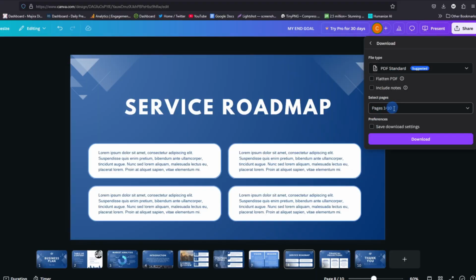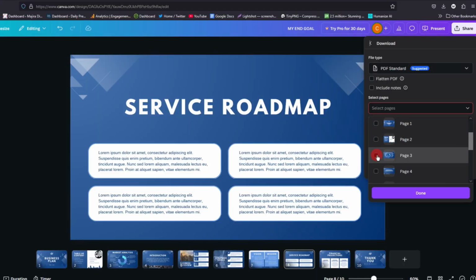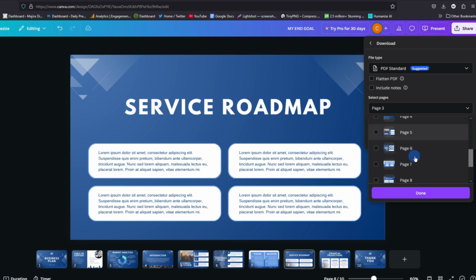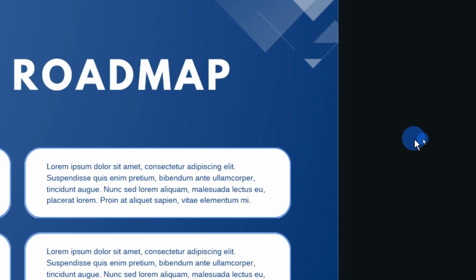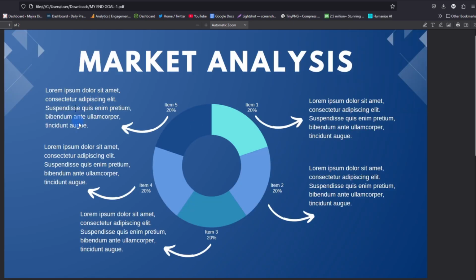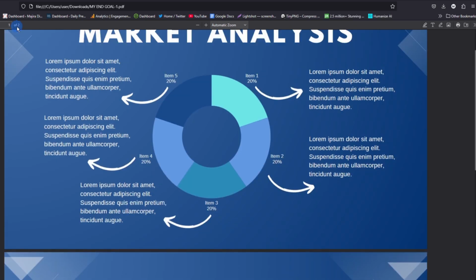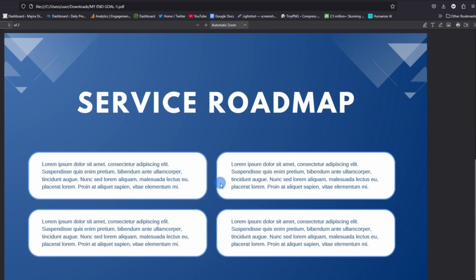For this, you may want to download in a PDF format. So just go ahead, repeat the same process, and then select the specific pages you want, page 3 and page 8. Then tap on Done, and this time around let it download in the form of a PDF. When we hit download, you can see our download is here, and only 2 pages have been downloaded, which is page 3 and page 8.